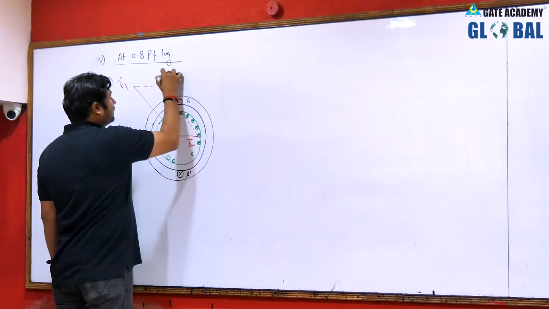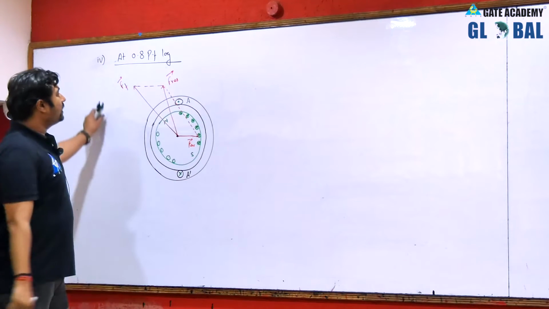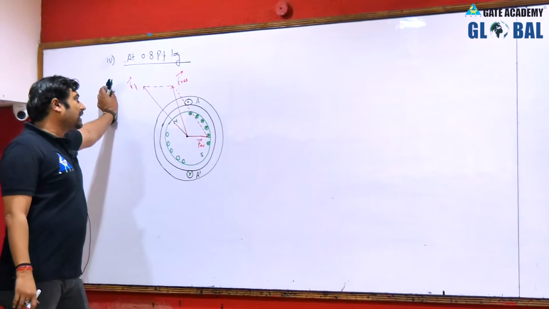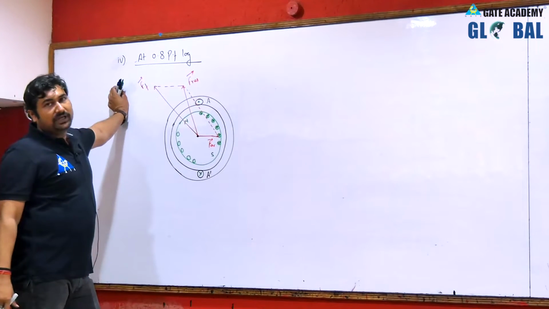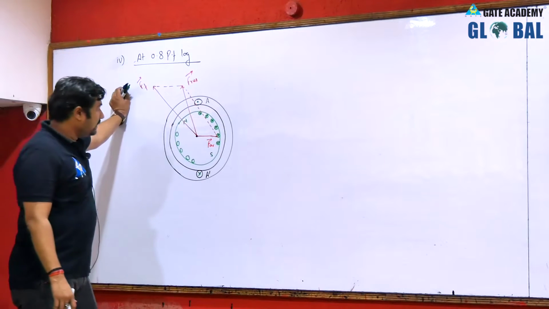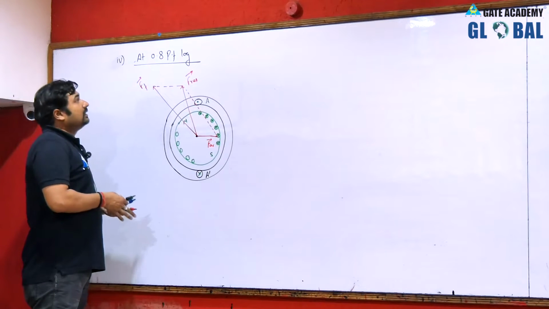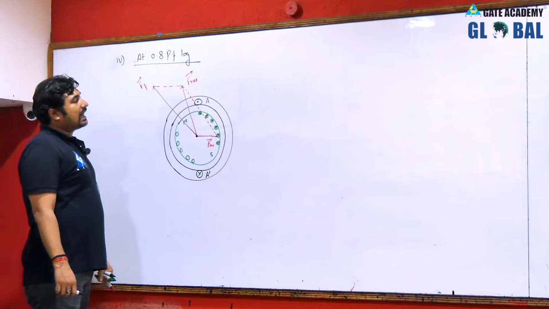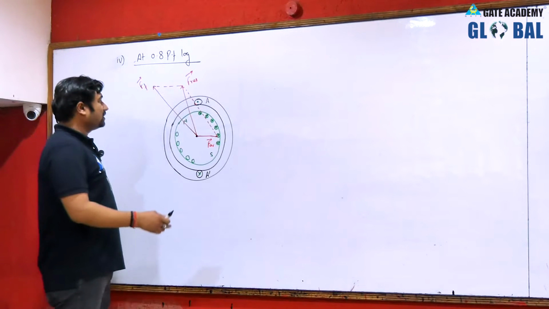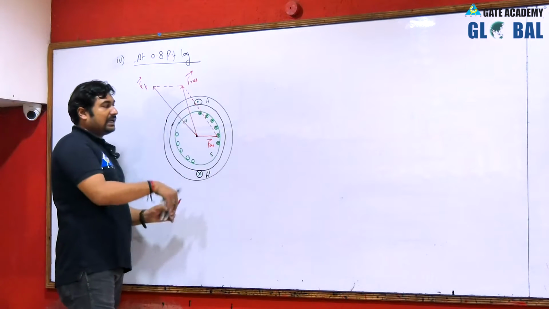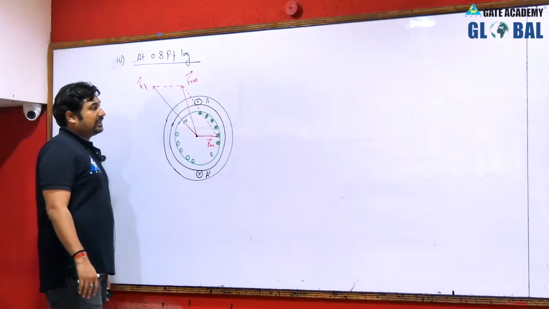So you found that the resultant magnitude is lowered, as well as the position of the field is also changing. Is it okay? So you can say, sir, at 0.8 power factor lag, armature reaction has both cross magnetizing as well as demagnetizing effect. Is it okay?